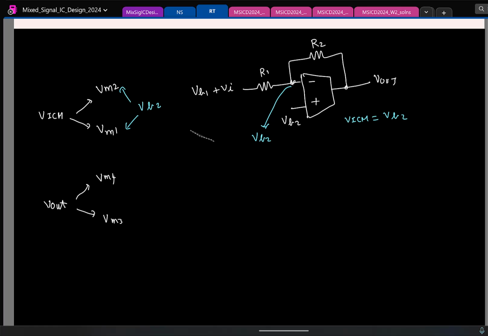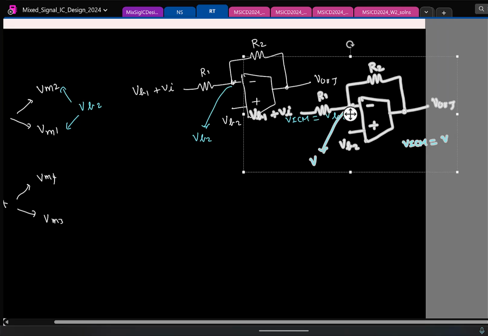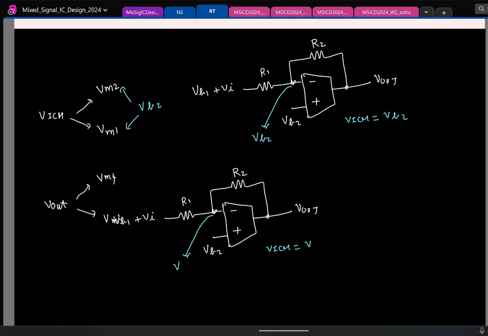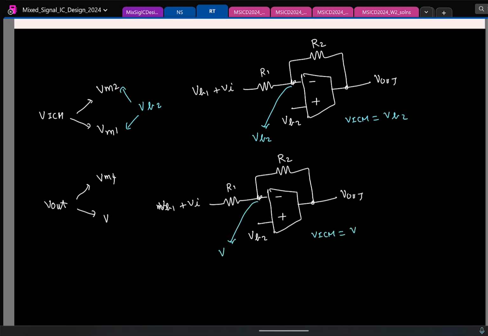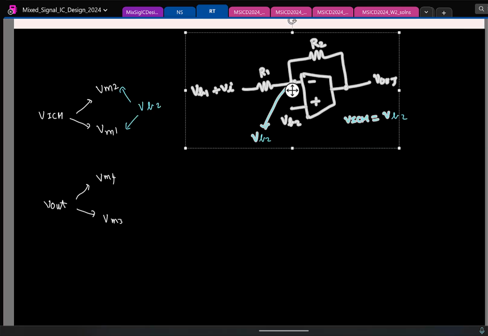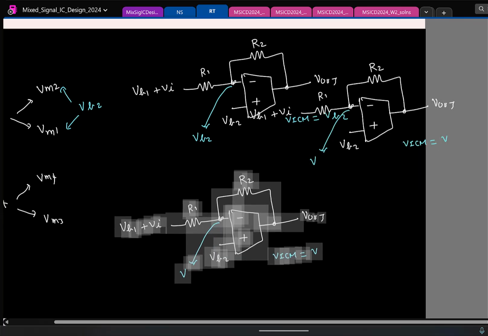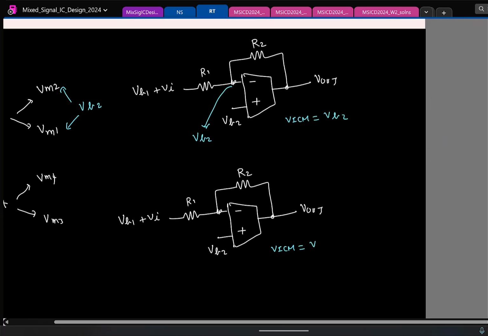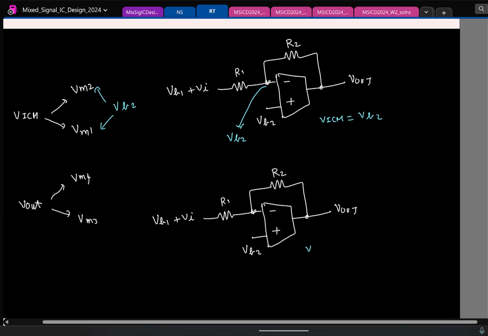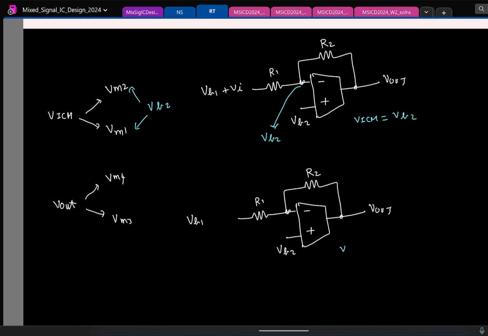So maybe we'll copy paste this. Yeah. So let's now look at only the DC bias. I'll not assume that I have a small signal Vi. What will be the output DC bias? If I apply VB1 to this op-amp and VB2 at the non-inverting terminal, what will be the output voltage?